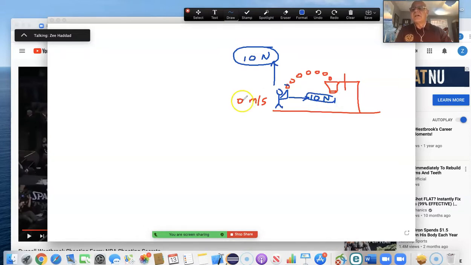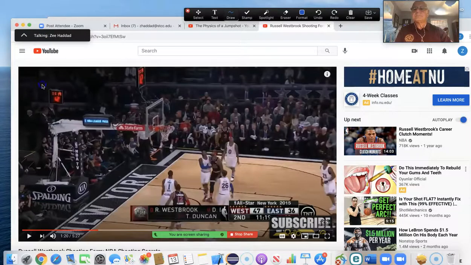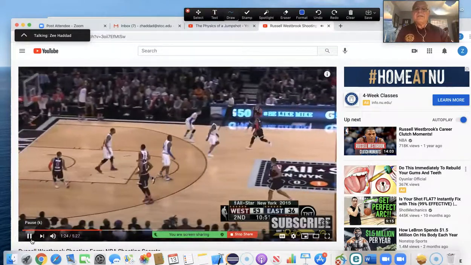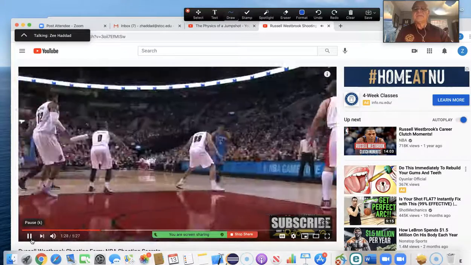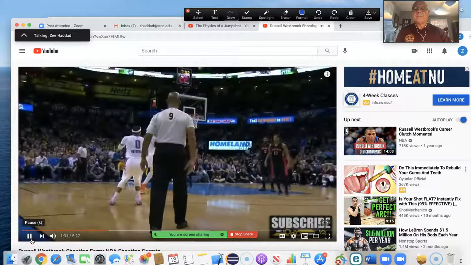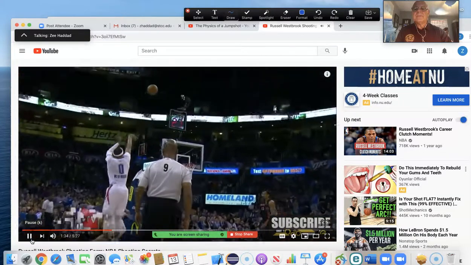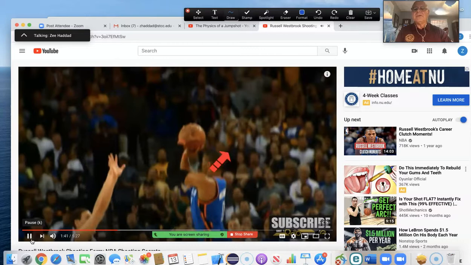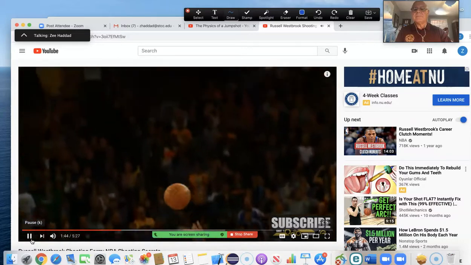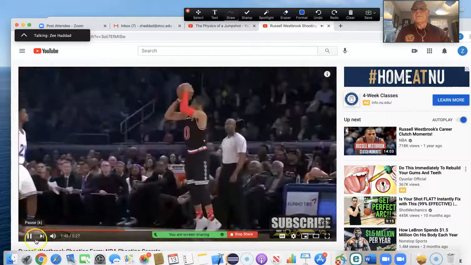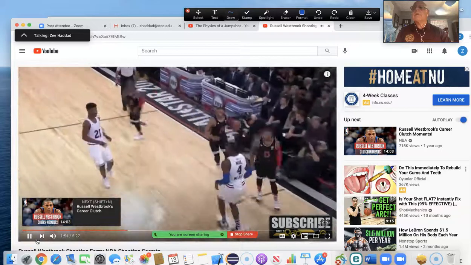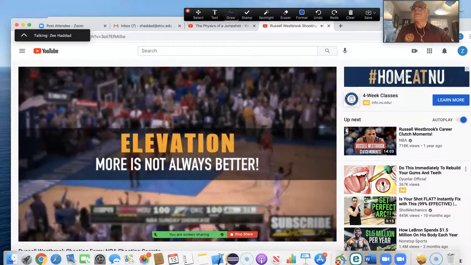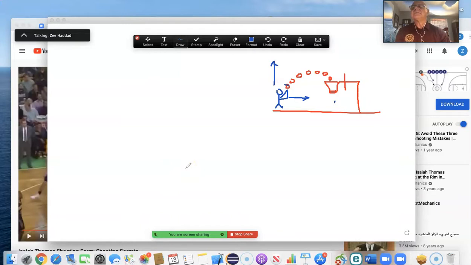And so let's take a look at his jump shot. Look at him, up in the air, apex, shoots the ball. There we go. And now he shoots it. Let me stop him.